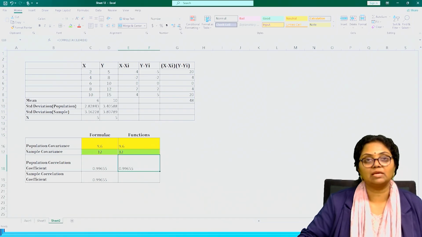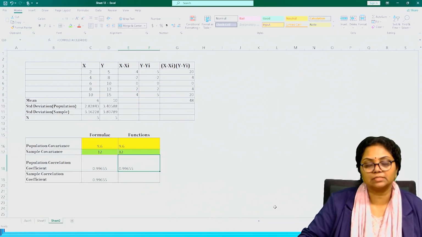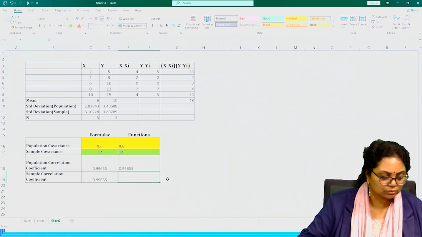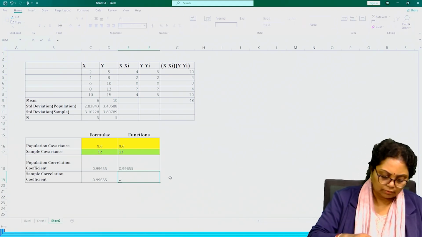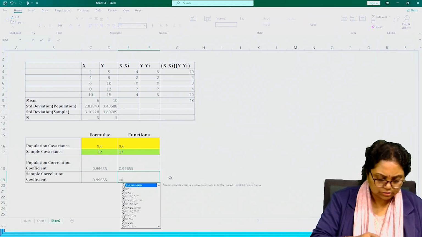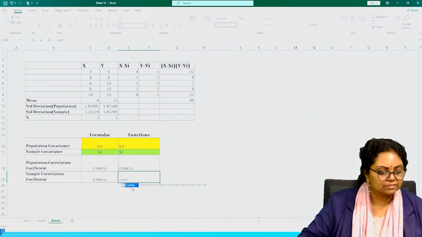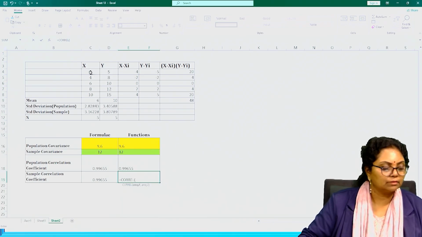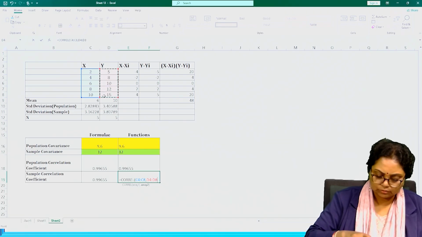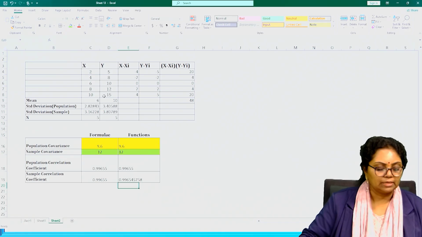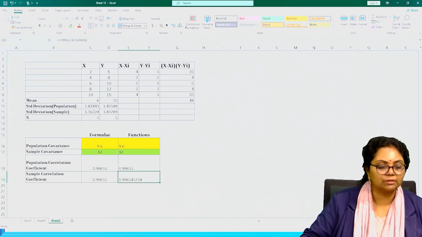yes, we got the same answer, 0.99655. Now of course, we are going to use the same default function, whether it is population correlation quotient or sample correlation quotient. So we are again using the CORREL function. So simply double click and give the array. When we give this, automatically we are going to get the same answer, because the correlation quotient would be the same irrespective of whether it is population or whether it is sample.